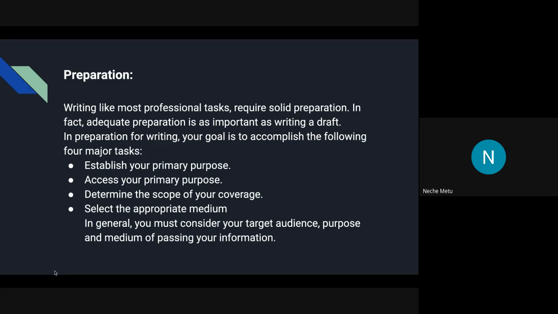Assessing your primary purpose has to do with your audience and your context. You need to be direct by asking, who are your readers? Who needs to see or use the document? What do your readers need in relation to your subject? What do your readers already know? These are some questions you should ask when you're assessing your audience and your context.